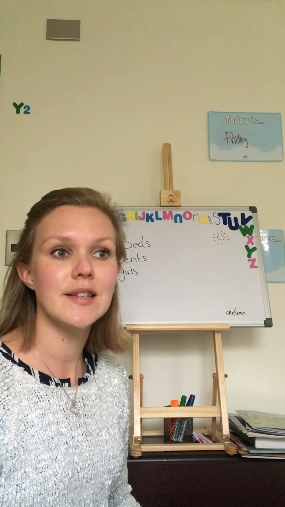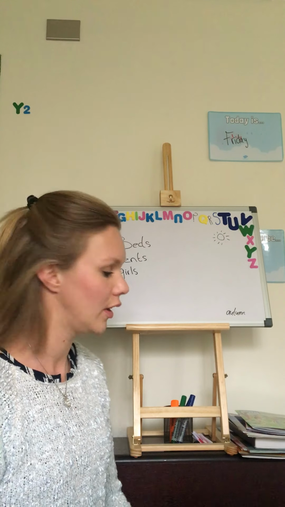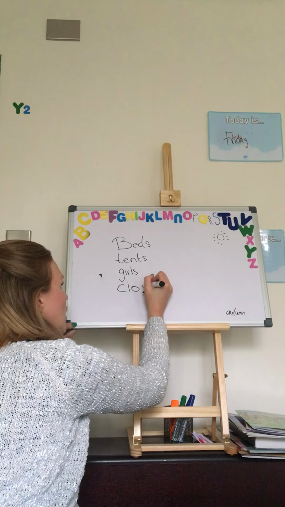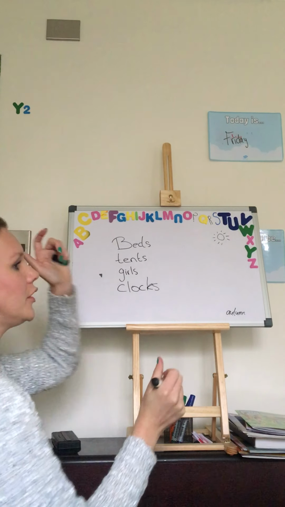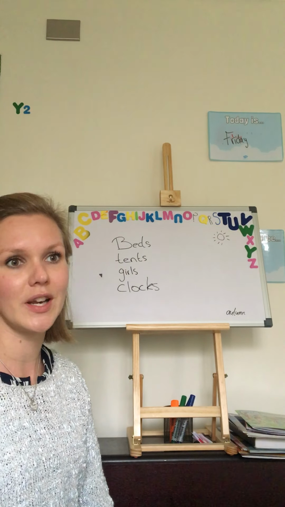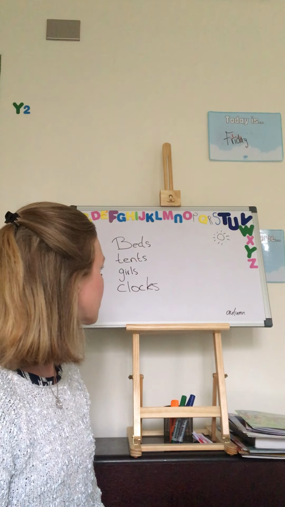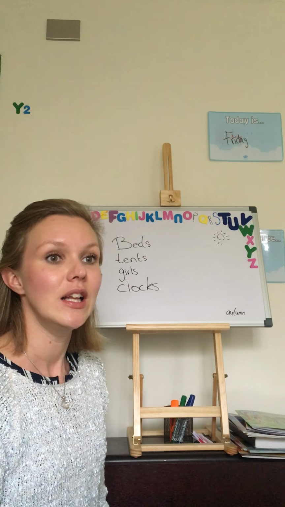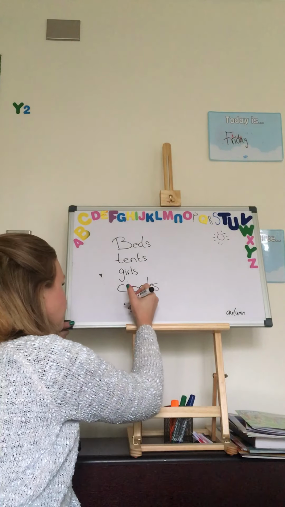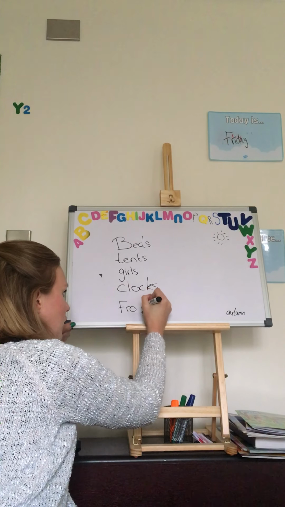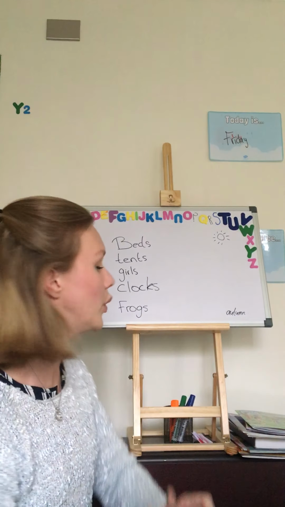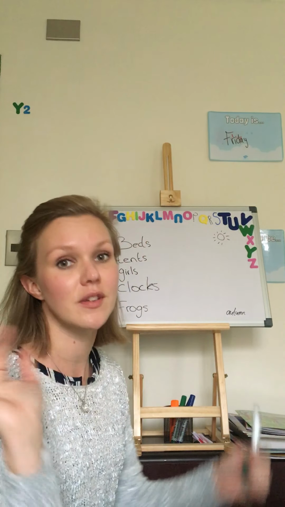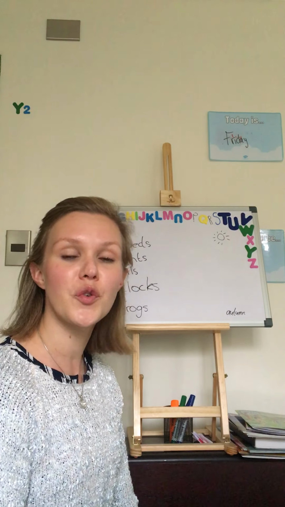Okay, the next word is clocks. Clocks. If you want to see what time it is, you just take a look at the clock. But if there are more than one, you write clocks with an S at the end. Okay, are you good so far? I guess so. The next word is frogs. Frogs. So we have one frog and two frogs. Or three or four or five or six or seven. Whatever. Frogs.